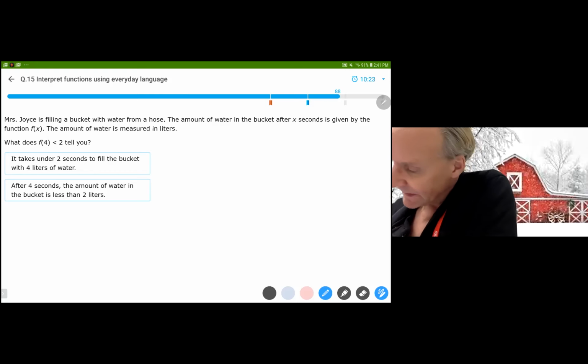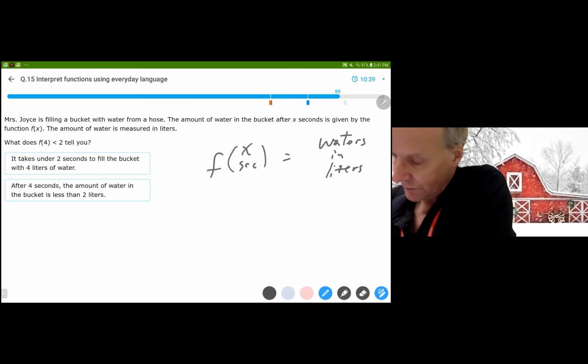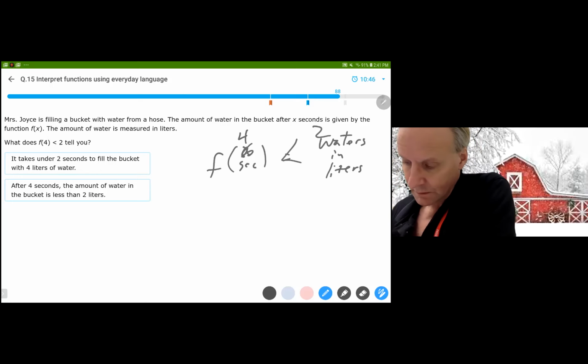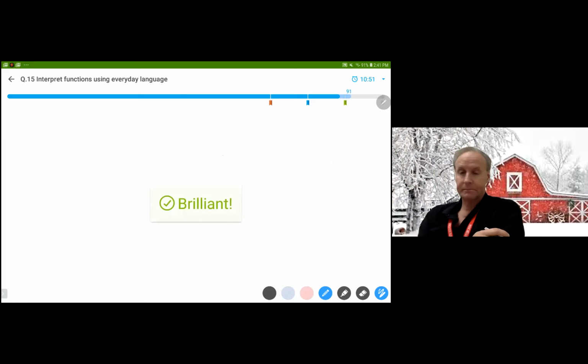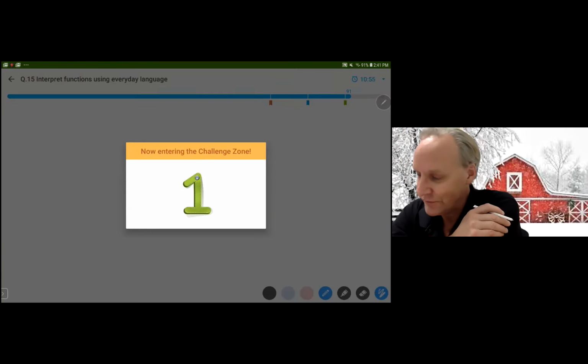The amount of water in the bucket after X seconds is given by the function F of X. This is the amount of water. This is liters of water. After 4 seconds, there is less than 2 liters of water. In 4 seconds, the amount of water in the bucket is less than 2 liters. There we go. We're getting there. Maybe 2 or 3 more.